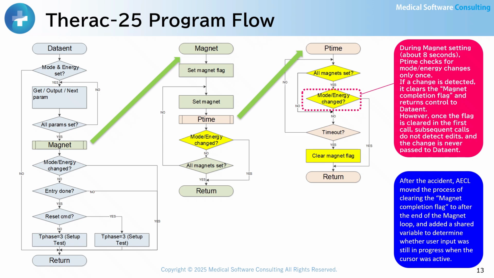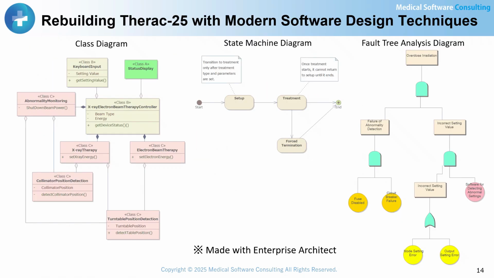The Therac 25 accidents were the product of a complex interplay between software design flaws and human operational behavior. The design decision to increase reliance on software while reducing independent hardware safety mechanisms compared to earlier machines also contributed to the severity of the accidents. This slide explains how the Therac 25 software could have been designed if modern software engineering practices had been applied.